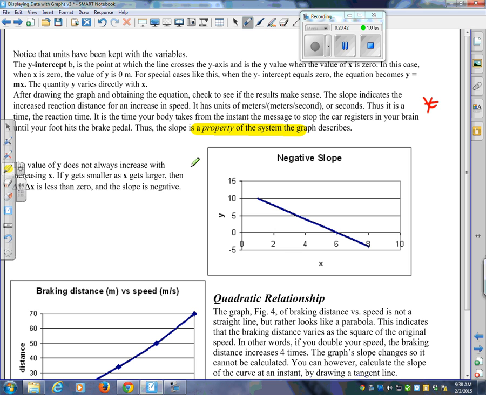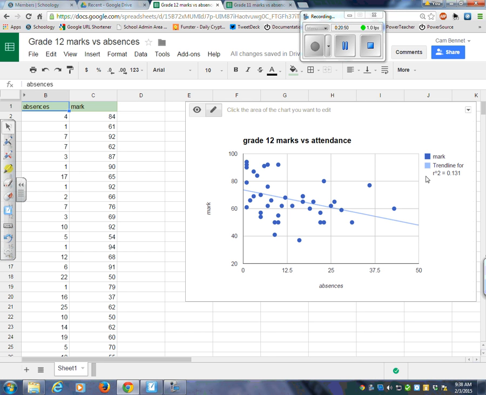Linear relationships are never always straight up. We saw that with the marks. It can have a negative slope. In fact, if I go back to here, I don't actually know what this equation is, do I? It would be nice if it told me what that equation is. If I knew what the equation was, I could predict your mark based on your attendance. I don't. It's too bad.